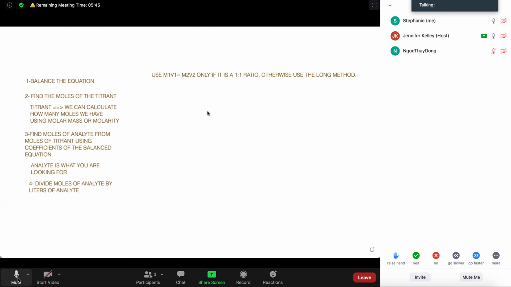All right. The long method always works also. So if you want to always use a long method, you can do that. I tend to always use a long method just because it's like a habit at this point.